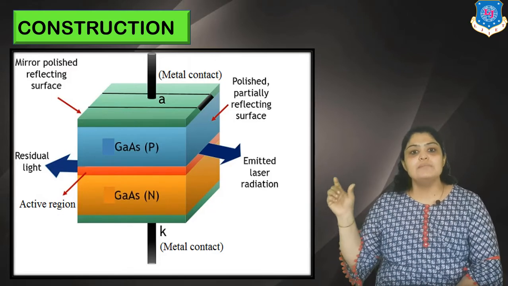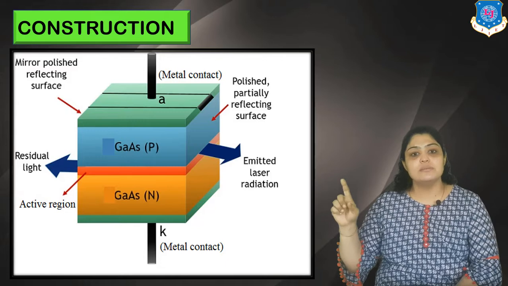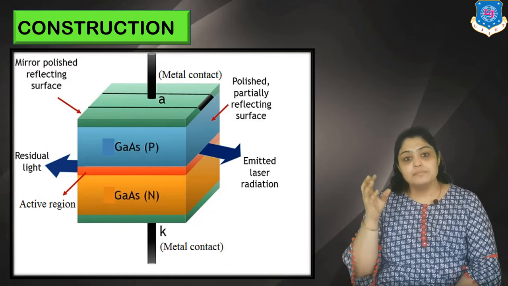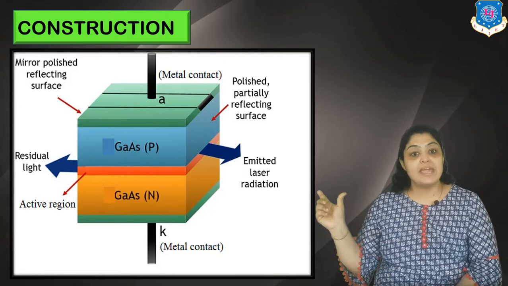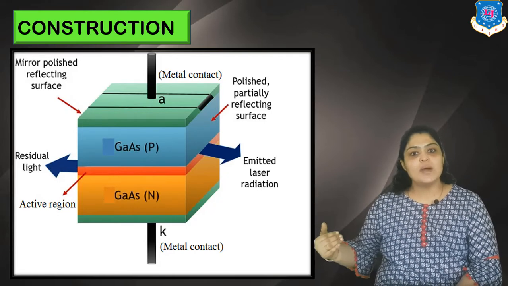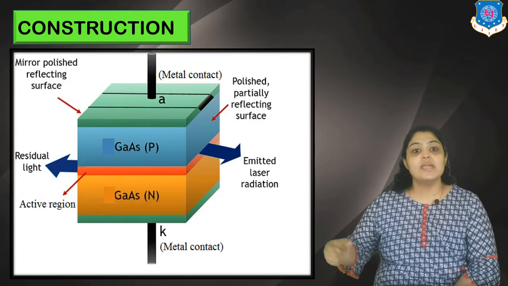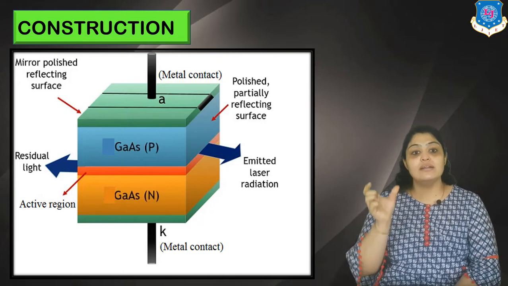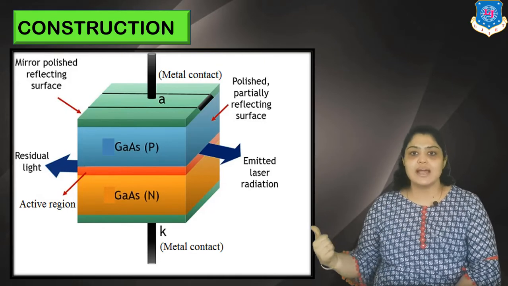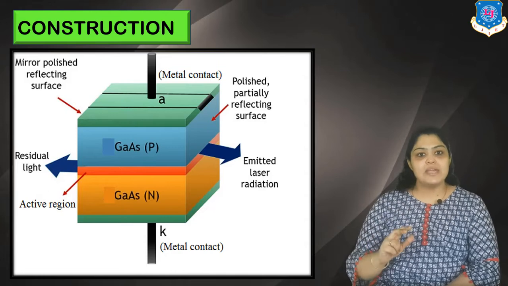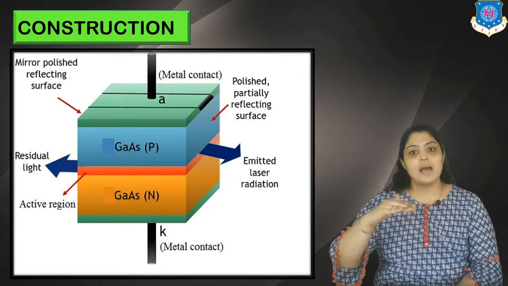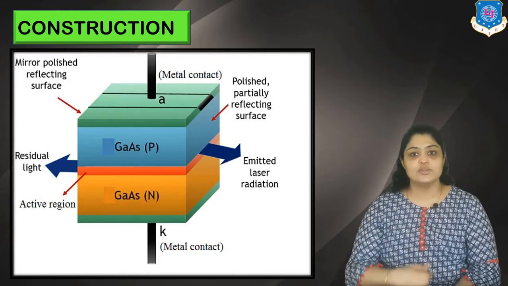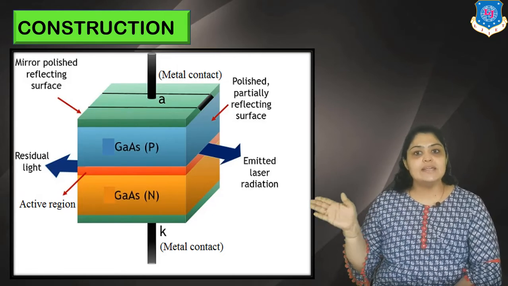You can see in the diagram the blue colored GaAs has, in the bracket, P written, which means trivalent impurities are added to make it behave like a P-type, and in the orange one, pentavalent impurities are added to make it behave like an N-type semiconductor. And in between, the red color, the junction part, represents the active region. Now these two are semiconductors. The upper portion and the lower portion have metal contacts so that you can connect them to a circuitry.